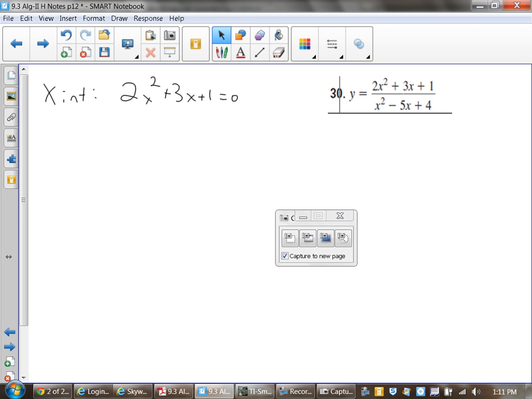No, you're right. It's 1 and 2. What times what is 2, and you add together to get 3? 2 and 1. But he's got a leading coefficient that's not equal to 1, so you have to do the grouping. So you wind up with 2x squared plus 2x plus 1x plus 1. You've got to do your GCFs.